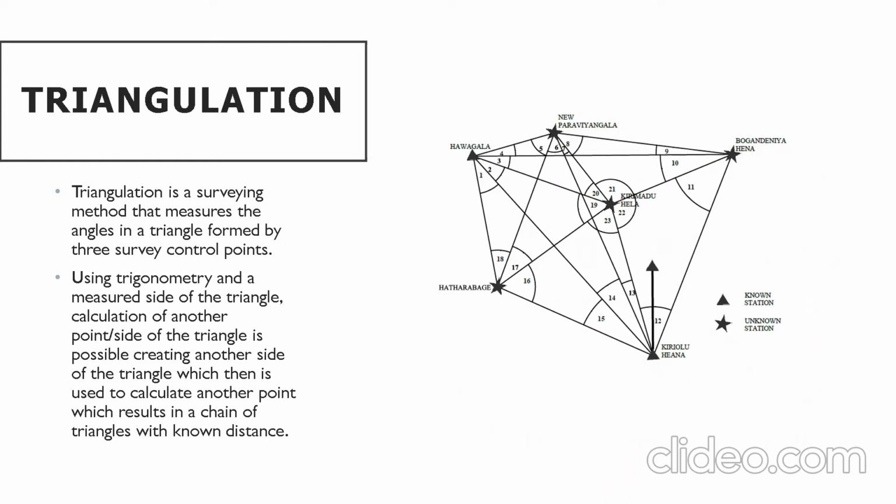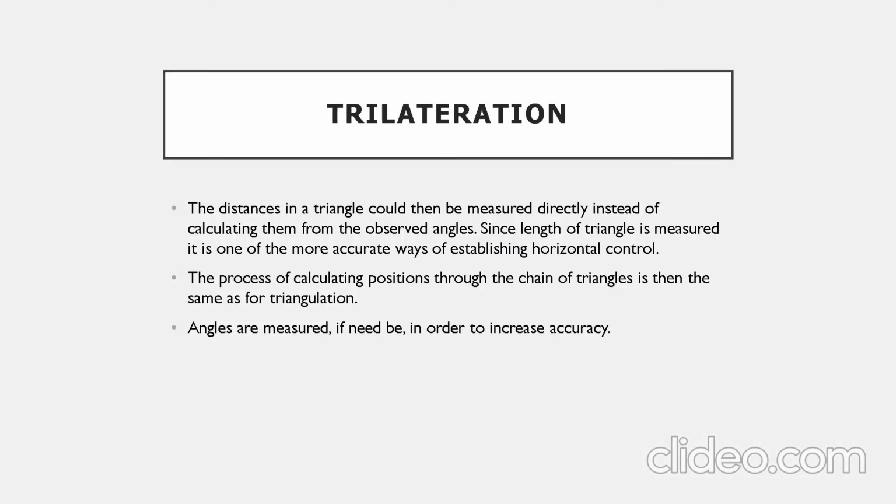Next is the triangulation. Triangulation is a surveying method that measures the angle in a triangular form by 3 survey control points. By using trigonometry and a measured side of the triangle, calculating another point of the triangle is possible, creating another side of the triangle, which is then used to calculate another point, which results in a chain of triangles with known distance. Next is the trilateration.